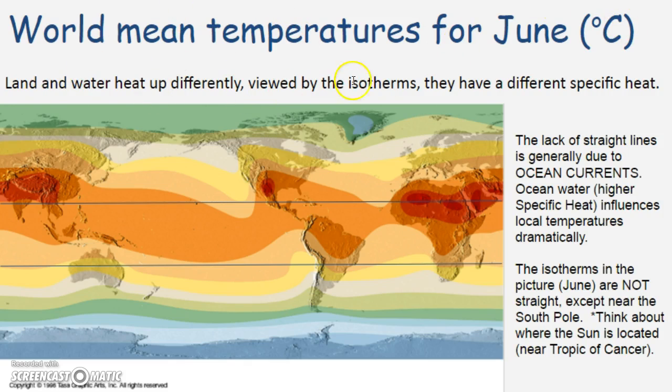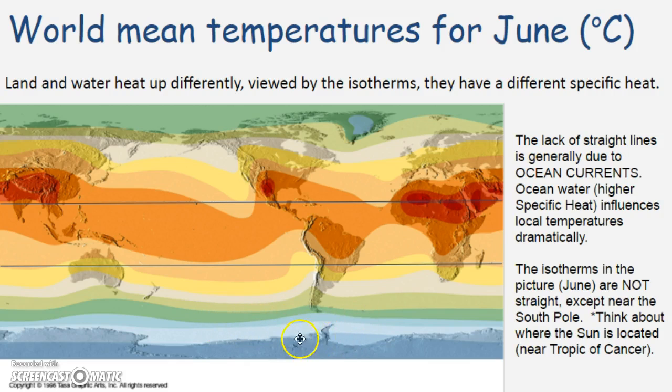So land and water heat up differently. We can view this by looking at isotherms. They have different specific heat. The lack of straight lines is generally due to ocean currents. Ocean water, with higher specific heat, influences local temperatures dramatically. The isotherms in the picture in June are not straight, except near the South Pole, down here.